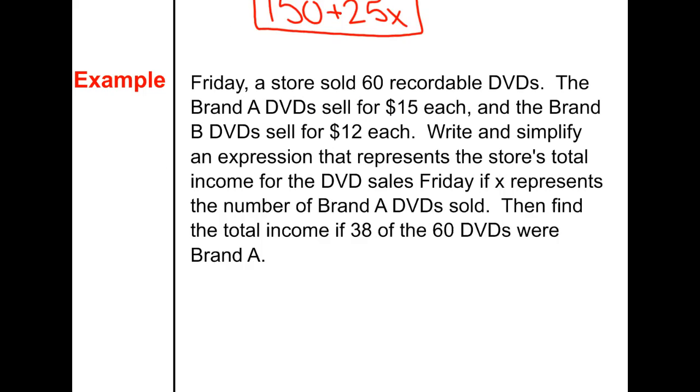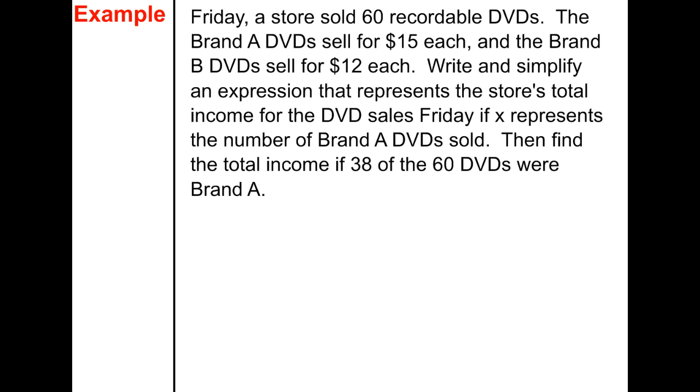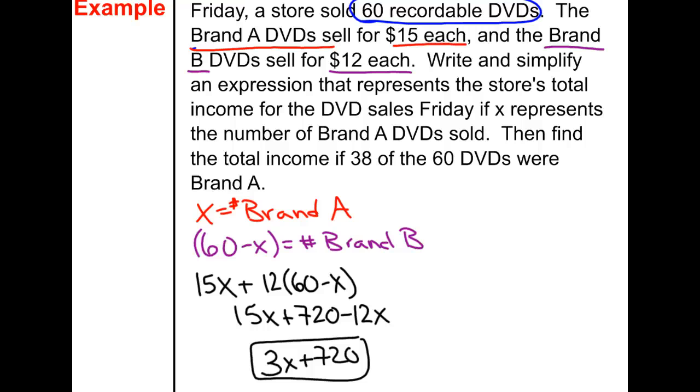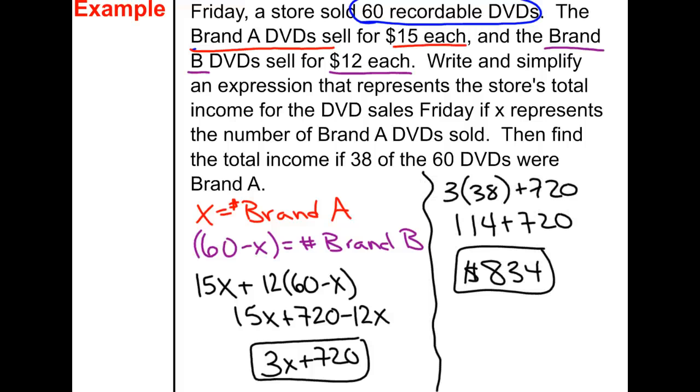All right, I'm going to let you guys freeze this one here, and I'm going to let you try it on your own. So here's the answer I got. The 3x plus 720 will tell you how much it would cost. Now I'm going to insert the total income if 38 of the 60 DVDs were brand A. And you can see on the right, since X was the number of brand A sold, all I had to do was plug 38 in for X, and I got my total was $834 worth of product.